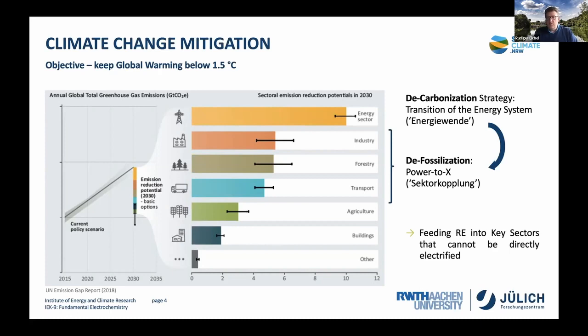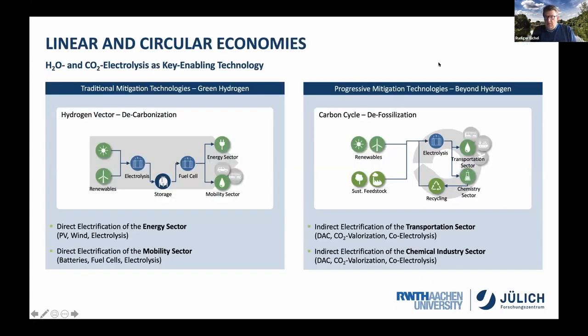So we need a strategy for a defossilization of industrial key sectors like chemical industry, like transportation and so on. And this is what we term Power-to-X. So this means feeding renewable energy into key sectors that cannot be directly electrified. So in order to do so, we need to develop novel technologies. We need to transform our thinking from a linear to a circular economy thinking.